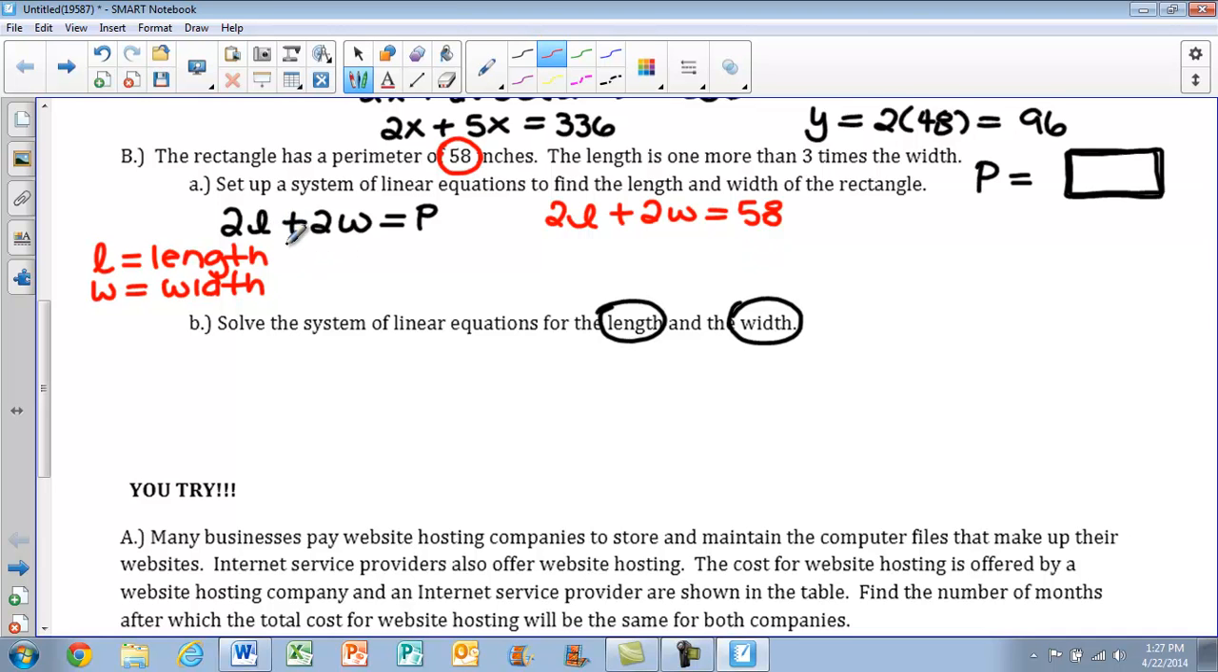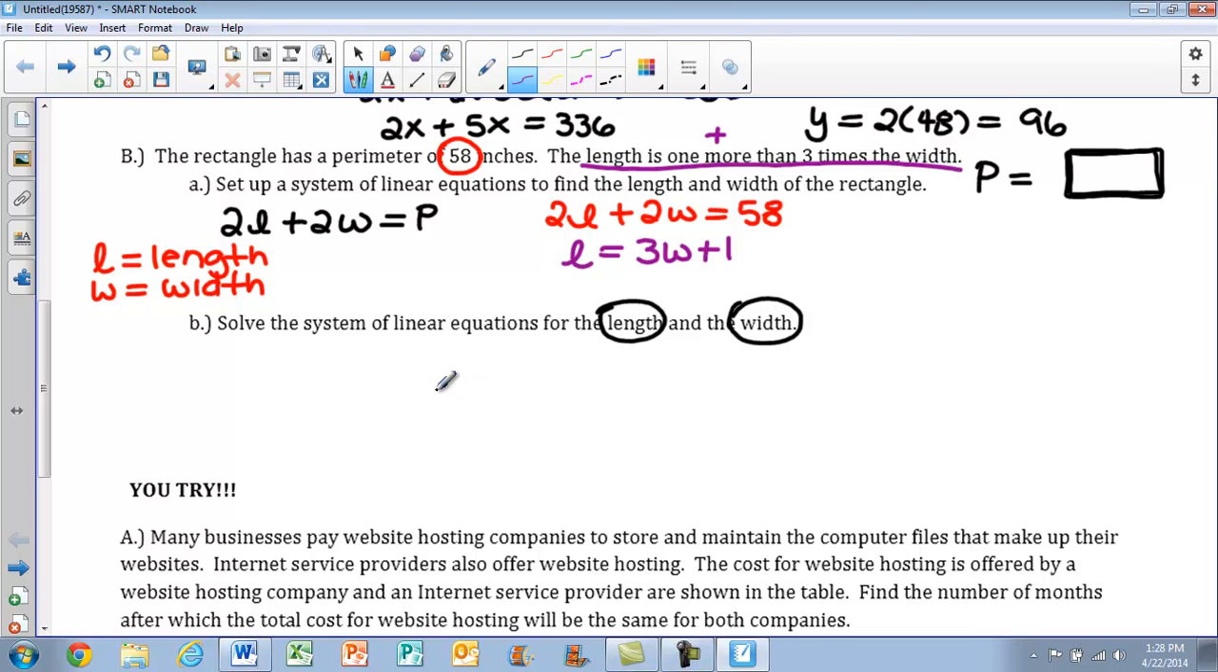Then we need to find that second equation. That's going to come from this information here. It says the length, so L is, remember that "is" means equal to, 1 more than, so in this case this is going to be addition, 3 times the width. So this is going to be 1 more than 3W. So now I have my two equations, and I need to solve for the length and the width.